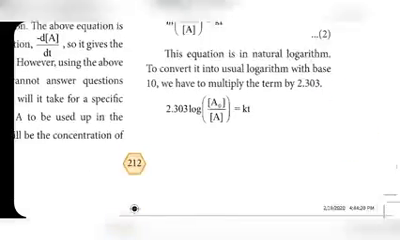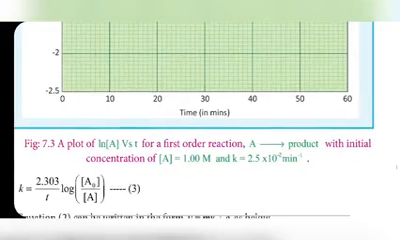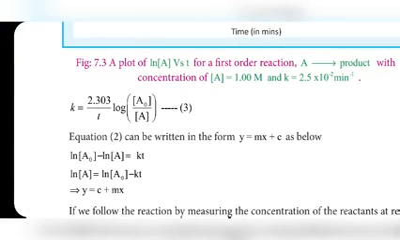This equation is only given here: log a naught minus log a is equal to kt. If this minus log a comes this side, we will get plus log a, that only is given here. Like that, if this plus kt comes this side, we will get minus kt. So log a naught minus kt.